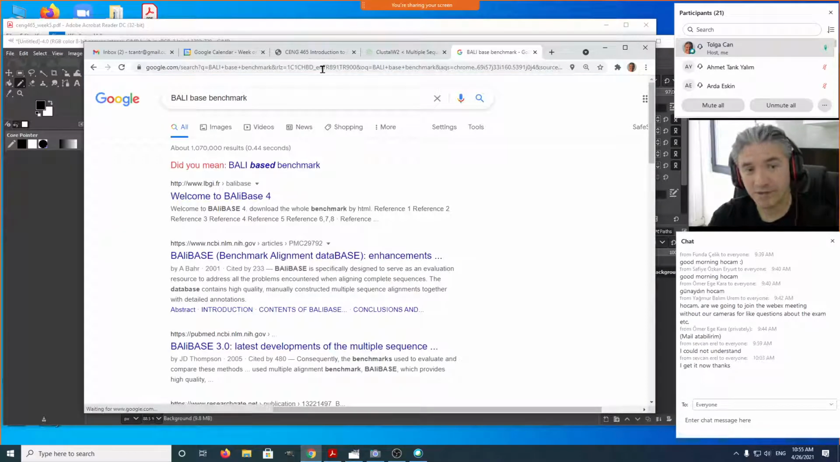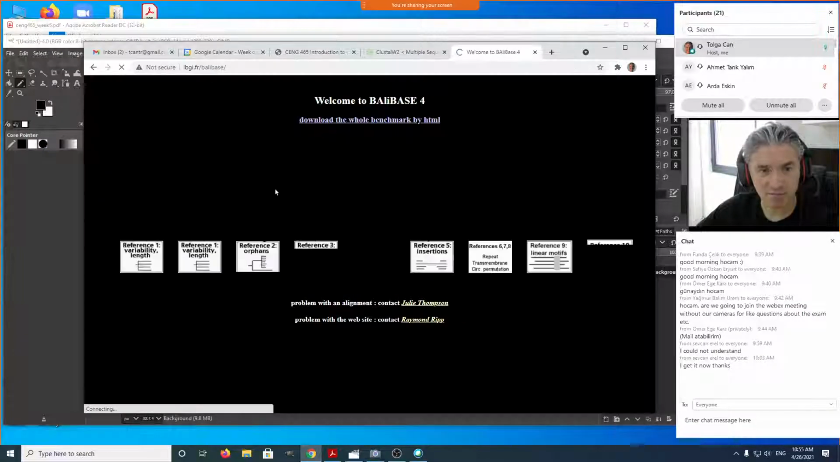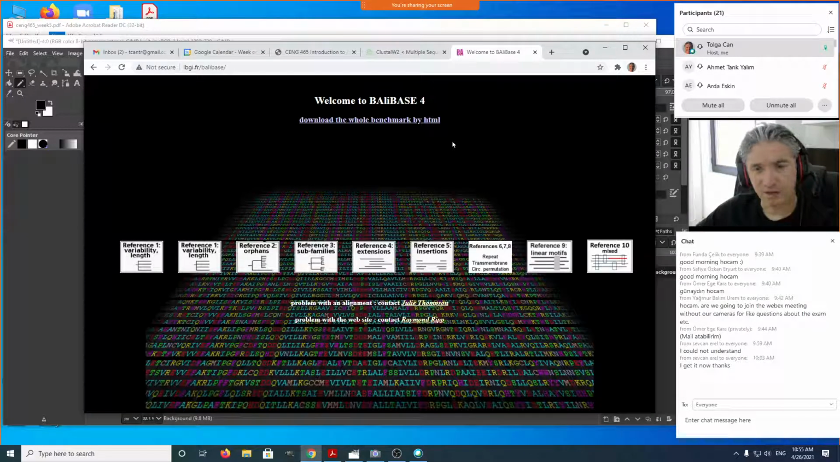So there are competitions. This BAliBASE 4, I think this is an old benchmark. Even this BAliBASE 4, I think, is old. But these benchmarks are difficult multiple sequence alignments that are challenging, that will make these multiple sequence alignment algorithms get challenged, and different algorithms will produce different results. So you can use these to compare.